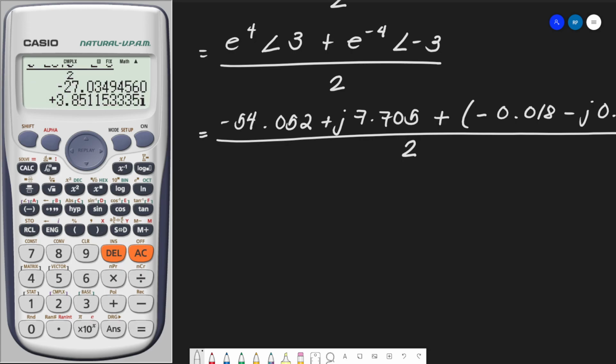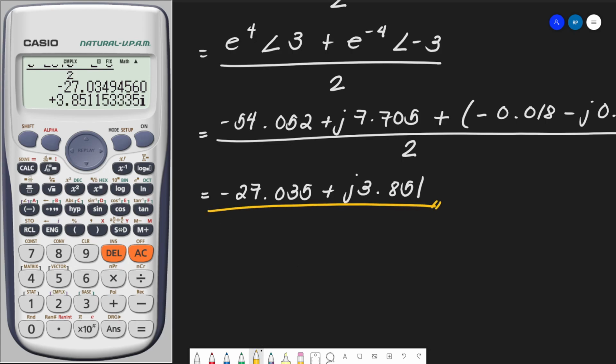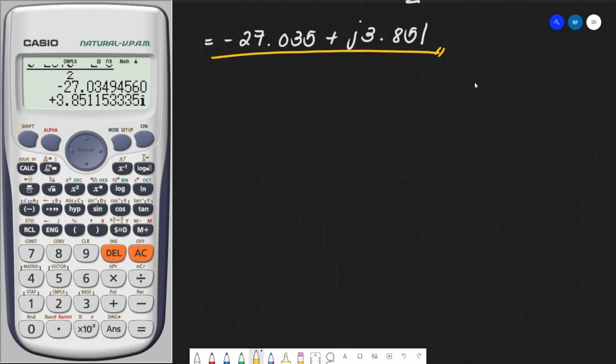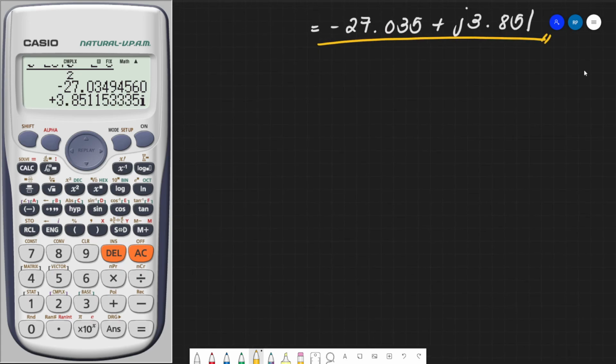So, we have negative 27.035 plus j 3.851. So, ito yung sagot. So, that is the cosine of 3 minus j4. There is another way na mas simple and mas straightforward, by using identities. So solve natin siya using identities.